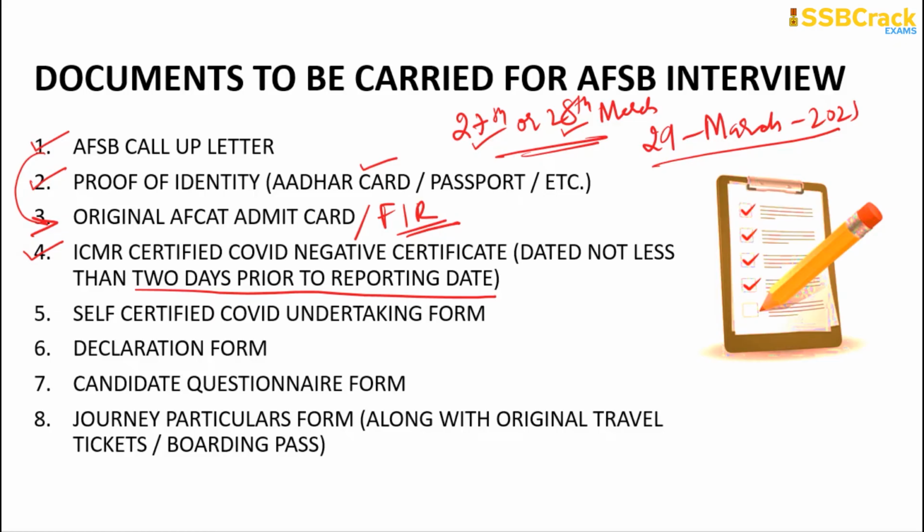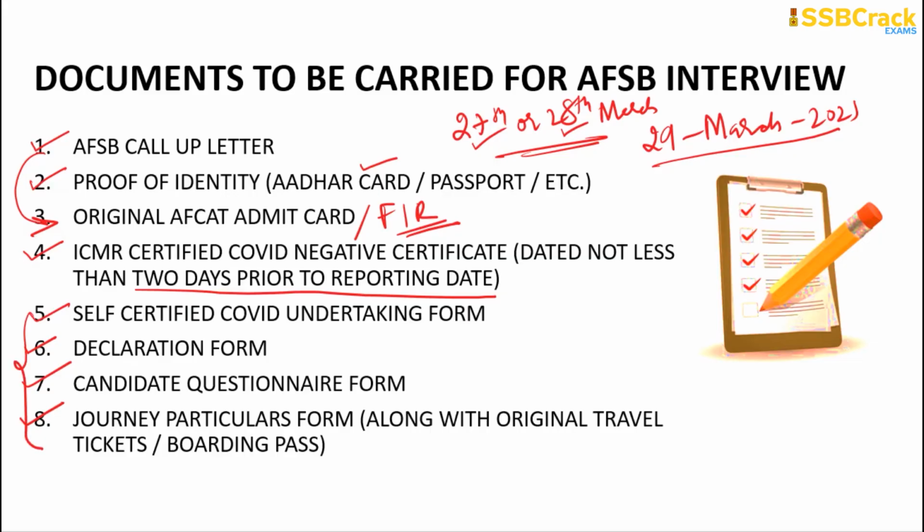If in case I do not have a COVID negative certificate, then it is compulsory that you provide a proper attestation form by a registered medical practitioner mentioning that you are asymptomatic for COVID. Then comes the fifth point, which is the self-certified COVID undertaking form, the candidate declaration form, candidate questionnaire form, and the journey particulars form. All of these will be downloaded for you.